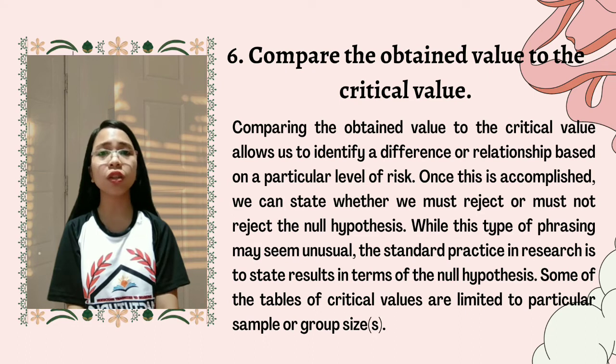Comparing the obtained value to the critical value allows us to identify a difference or relationship based on a particular level of risk. Once this is accomplished, we can state whether we must reject or must not reject the null hypothesis. While this type of phrasing may seem unusual, the standard practice in research is to state results in terms of the null hypothesis. Some of the tables of critical values are limited to particular sample or group sizes.